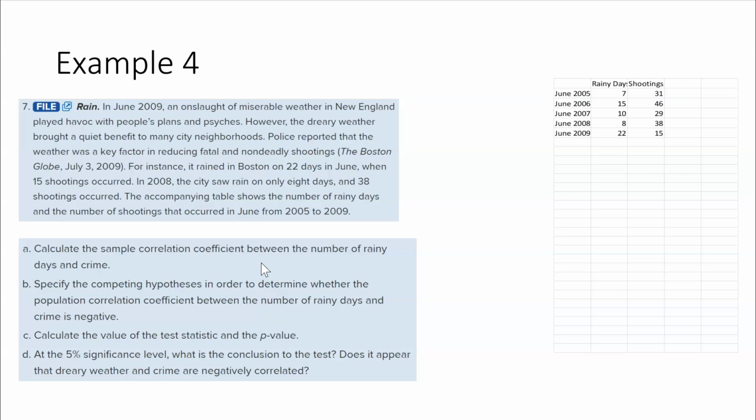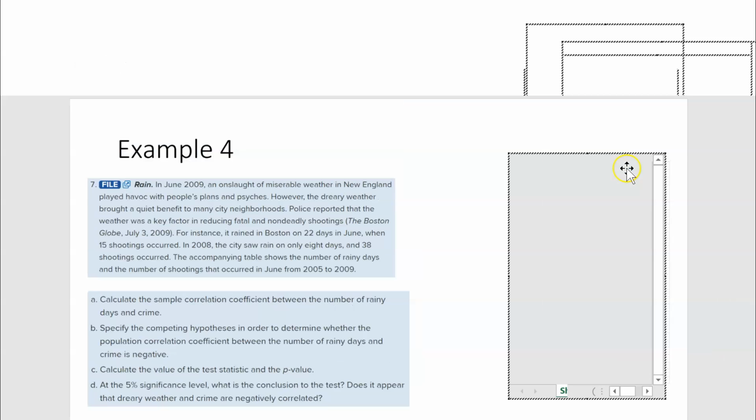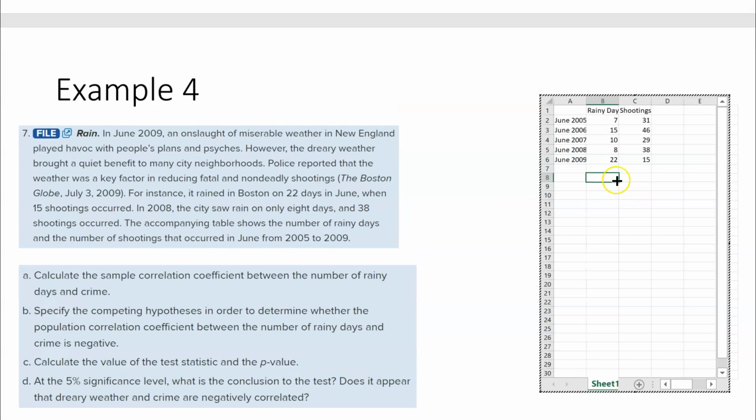For instance, it rained in Boston on 22 days in June when 15 shootings occurred. In 2008, the city saw rain on only 8 days and 38 shootings occurred. The table shows the number of rainy days and the number of shootings that occurred. Calculate the sample correlation coefficient between the number of rainy days and crime. So we want the R here. So we're going to go in and we want the correlation between rainy days and crime.